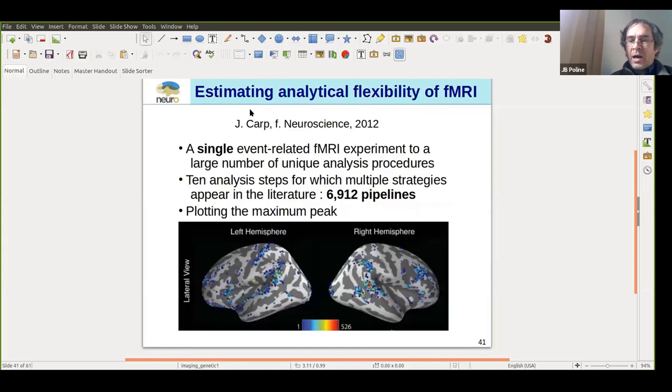And also across pipelines, there's this famous landmark paper by Carp showing that depending on the parameterization of a functional MRI detection pipeline, you take all the possible parameterizations, you plot where the maximum T value is found on the surface of the brain, and you find that the maximum T value can be in many, many different places. And all those parameterizations were correct in some way, because they were all taken from what has been reported as a standard parameterization in the literature.